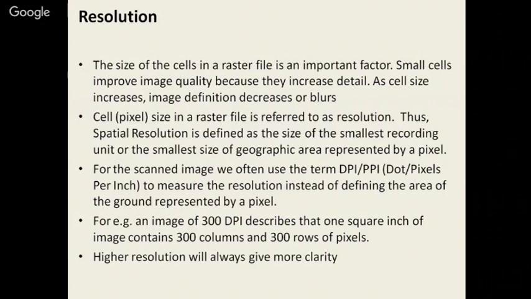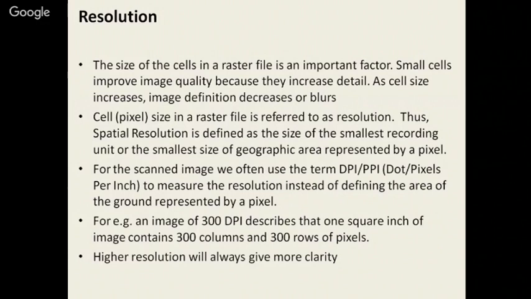Cell or pixel size in a raster file is referred to as resolution. The spatial resolution is defined as the size of the smallest recording unit, or the smallest size of geographic area represented by a pixel. For a scanned image, we often use the term DPI or PPI, dots per inch or pixels per inch. It gives us information about the quality of information about reality. When we have more dots or pixels per unit area, it gives us more detailed information about the area.